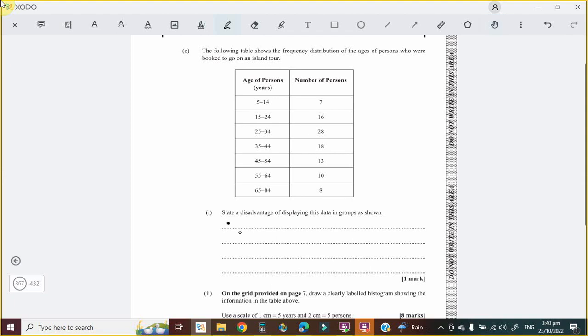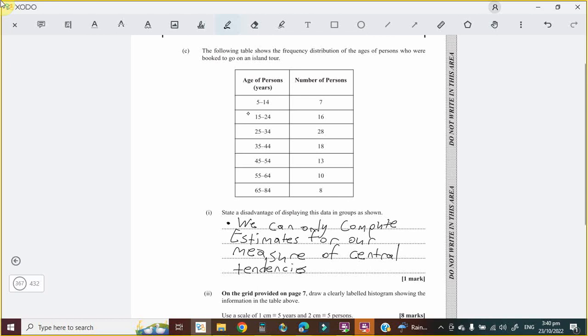So in that case, what we're really saying, Israel, is we can only compute estimates for our measures of central tendency. We need to have the actual values to get the exact mean. But since we don't have the exact values, we're going to work out what we call estimates. So very good, Israel. We're not seeing all the data. That's a disadvantage.